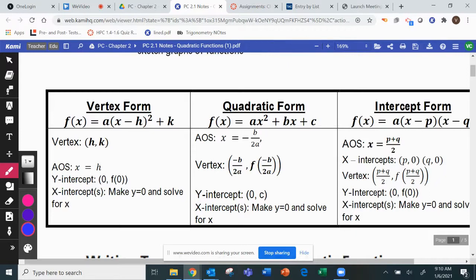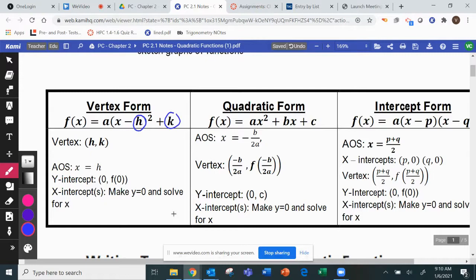With vertex form, to find the vertex, I've told you HK. So you look at your vertex form, whatever's in this spot and whatever's in this spot becomes your vertex. The axis of symmetry is written as x equals h. That's as far as we're going to get today. We're just going to go through vertex and axis of symmetry.